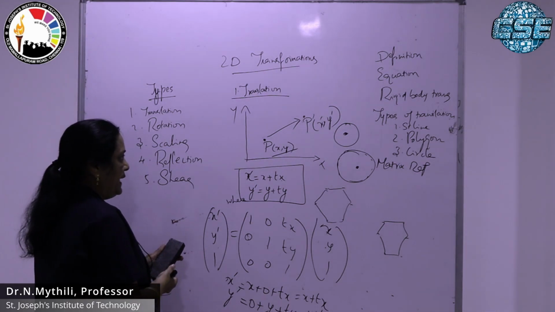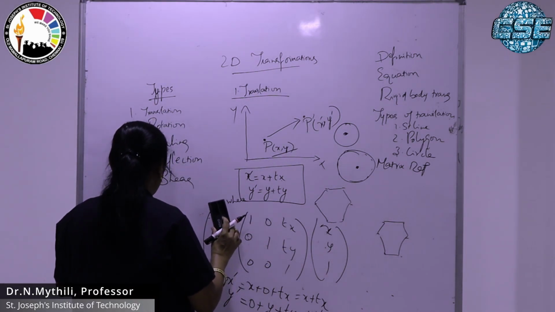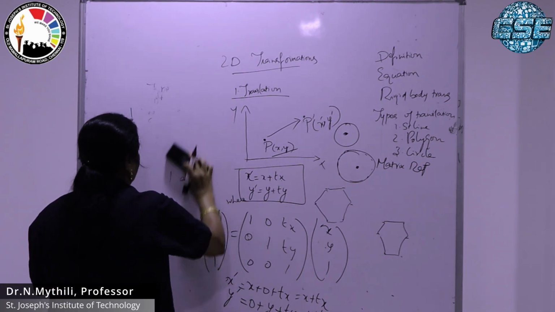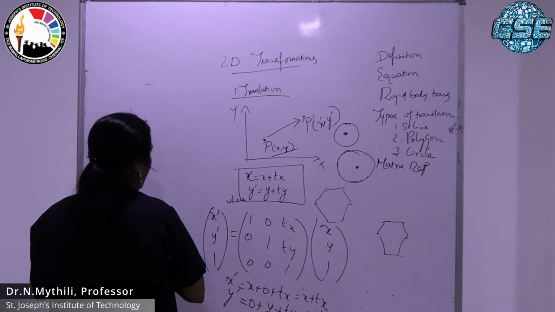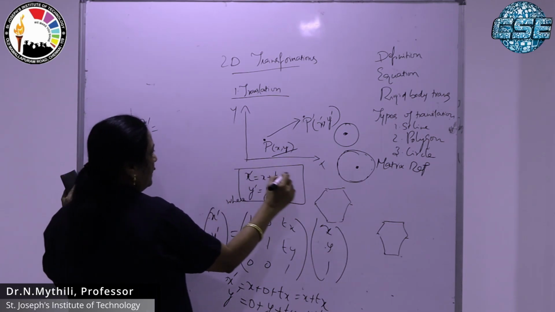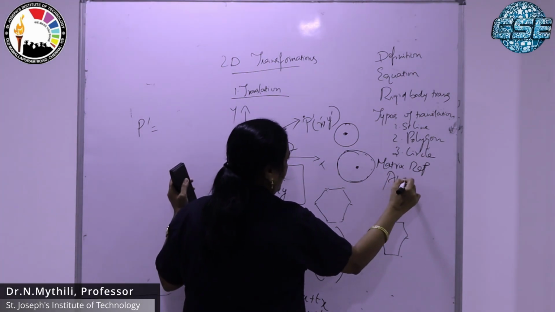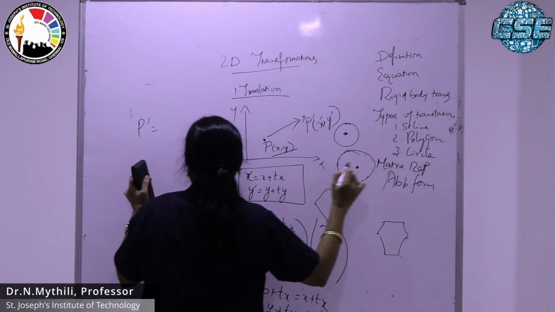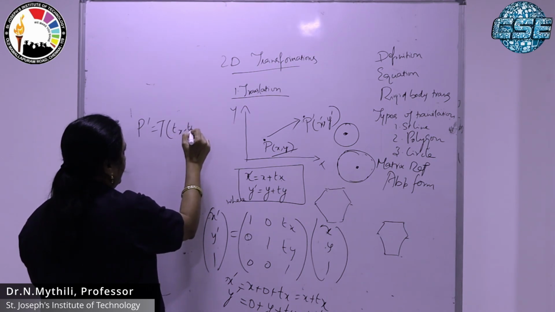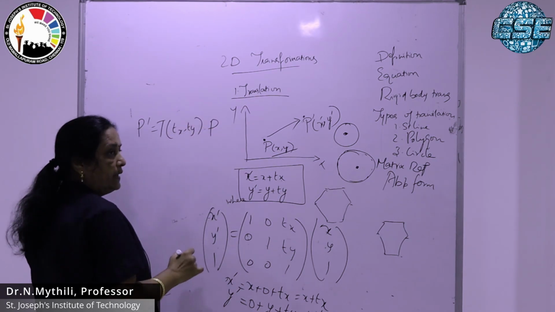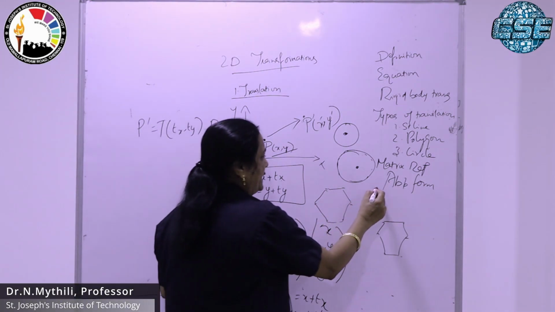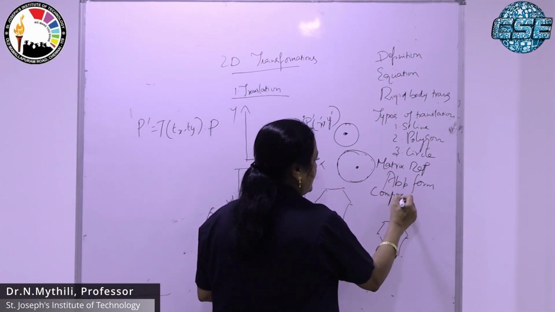The abbreviated form is P dash is equal to T of tx comma ty into P. And the next one, composite transformation.